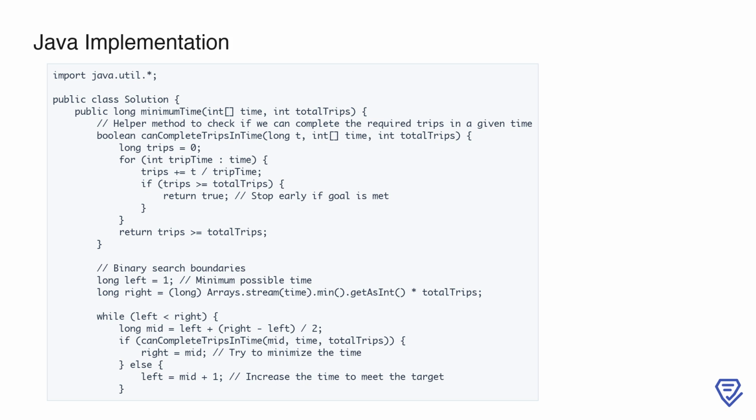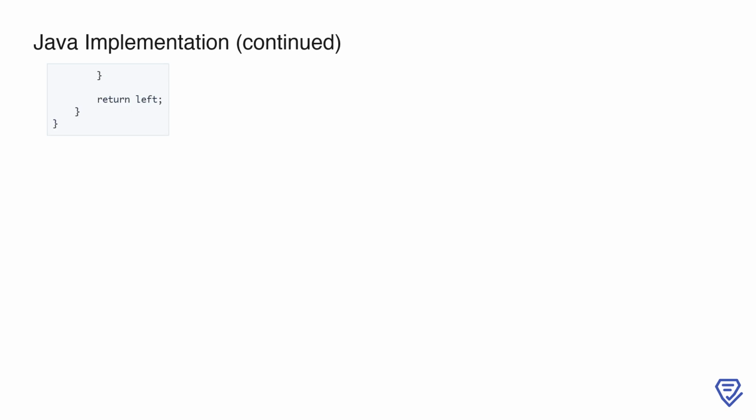Inside the loop, we calculate the midpoint, mid, to divide the search space. If can complete trips in time returns true for mid, it means we might be able to achieve the target in less time, so we move the upper boundary right to mid. Otherwise, we adjust the lower boundary left to mid + 1 to allow more time for the buses to complete the trips. Once the binary search loop completes, the left boundary will hold the minimum time required to complete all the trips. This value is then returned as the result.